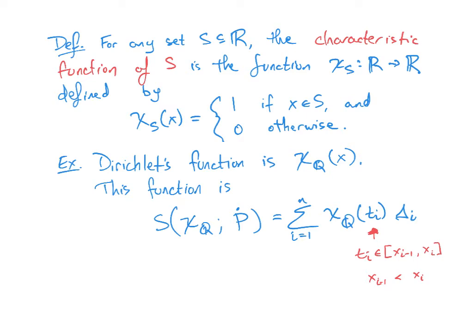Or you can pick tags that are all irrational, and so your sum will work out to be 0. Sorry, it's not your integral, because the function is not integrable. You can make your sum work out to be 1, or you can make it work out to be 0, or you can make it work out to be things in between. So this function is, and I should be a little careful here, it is not Riemann integrable.